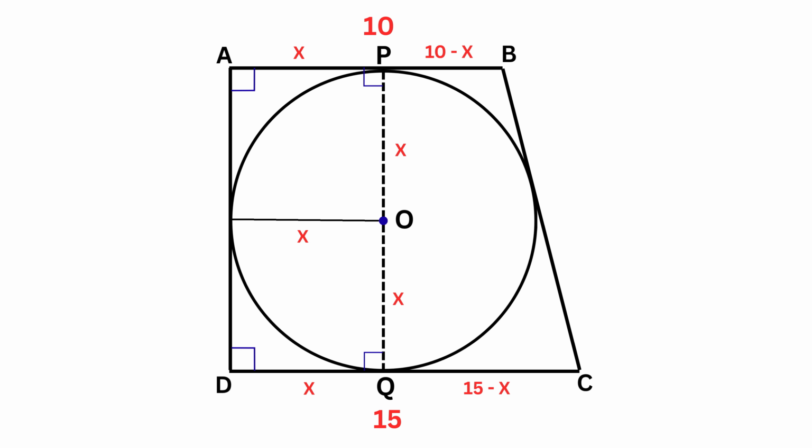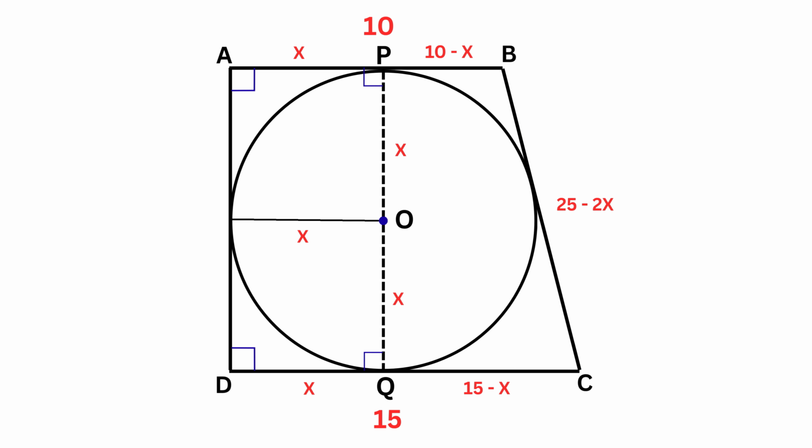Next, we use another beautiful theorem. From any external point, if we draw two tangents to a circle, both tangent lengths are always equal. So the entire slanted side, BC, is 10 minus x plus 15 minus x. Adding them together gives 25 minus 2x.